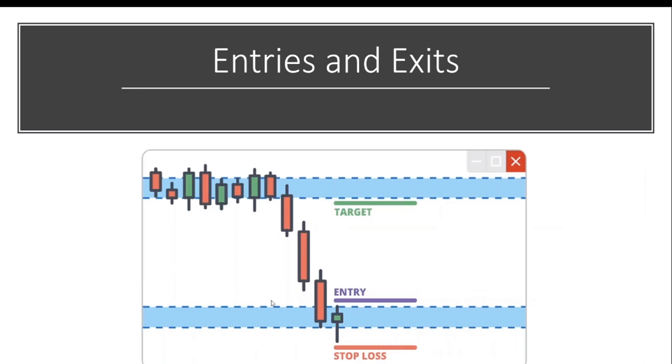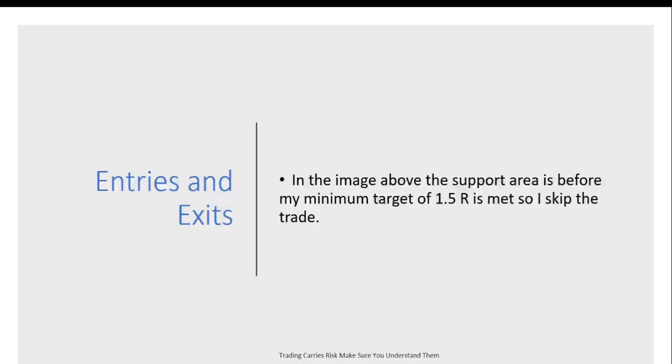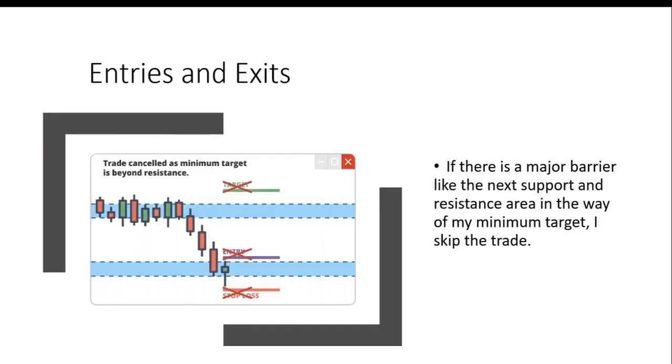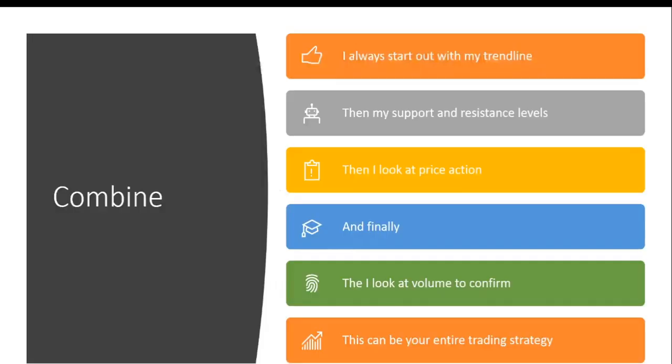Okay. Combine it with the swing highs and swing lows of your candles, along with your support and resistance levels. So I always start out by looking at my overall trend, then my support and resistance levels, then I look at price action, and finally I look at volume to confirm. And this can be your entire trading strategy.